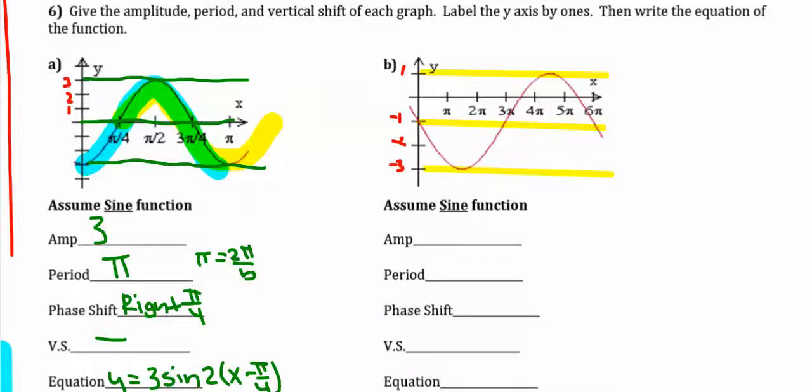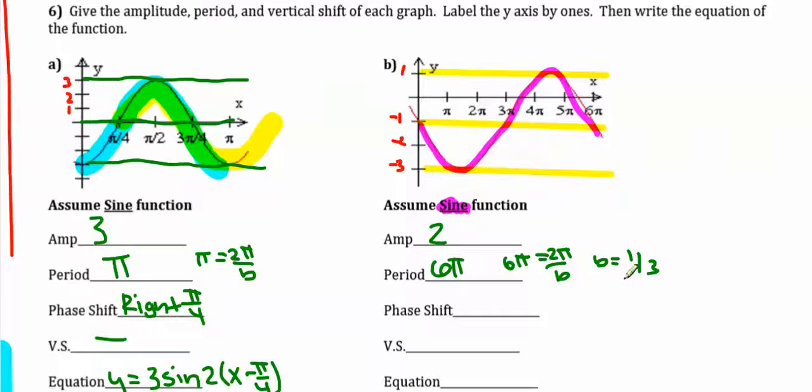So if I'm tracing, I'll trace my sine function in purple. So my sine function, here we go. I'm going to trace one full cycle, and there's one full cycle. So my amplitude is going to be 2. That's the distance between my midline and my maximum, midline and minimum. Okay, my period, let's see, my period is 6 pi. So if I'm finding my b value, that's 6 pi equals 2 pi divided by b. b is going to equal 1/3.